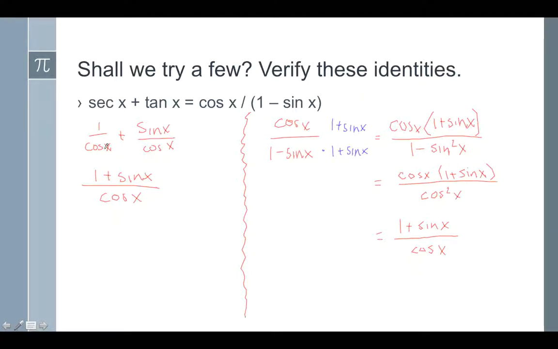And now that we have taken the left side and made it look like this, and the right side and made it look like the same thing, we have verified this identity. So this is one of those legal things. I didn't cross the equal sign, but I simplified each side separately.